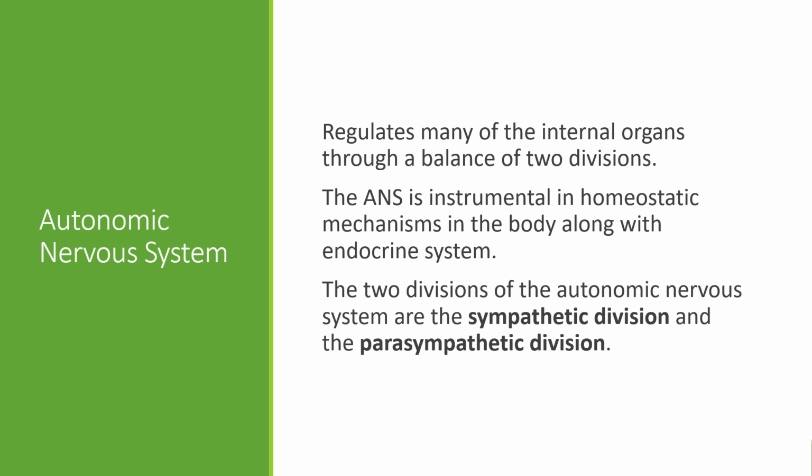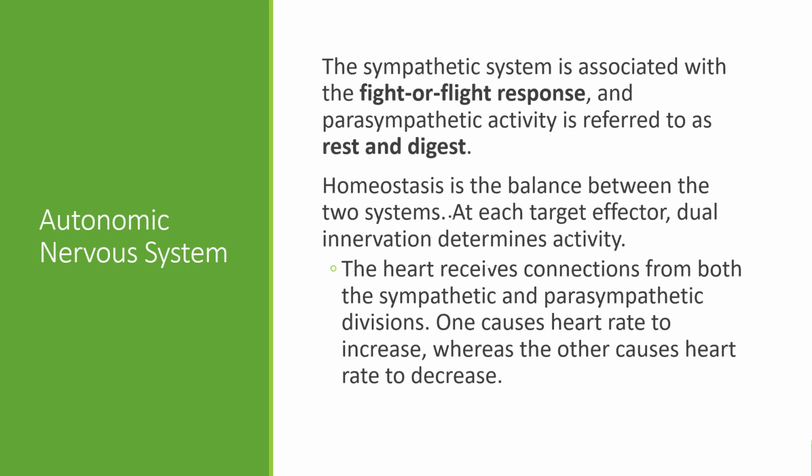So the autonomic nervous system is going to regulate many of the internal organs through a balance of two separate divisions. The ANS is instrumental in homeostatic mechanisms in the body, along with the endocrine system, which is your first topic in the second half of this course. The two divisions of the autonomic nervous system are the sympathetic division and the parasympathetic division. The sympathetic is associated with the idea of fight or flight.